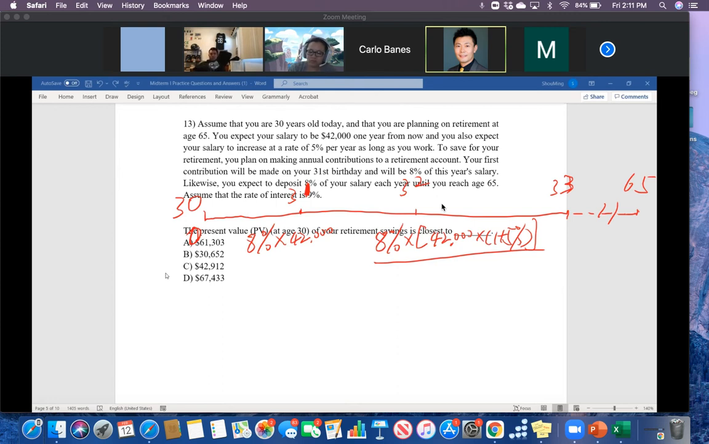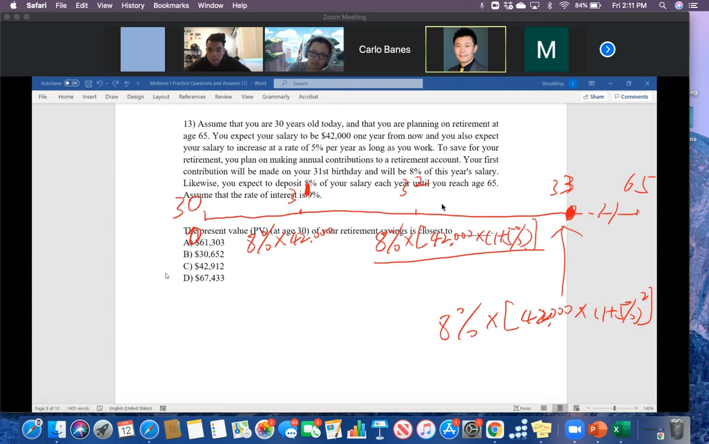Okay, how about when you are 33 years old? Again, you will deposit 8% of your salary, but again, your salary increased by 5%. So multiply by 42,000, multiplied by 1 plus 5%, the power of 2. And this trend will last until you are 65 years old.